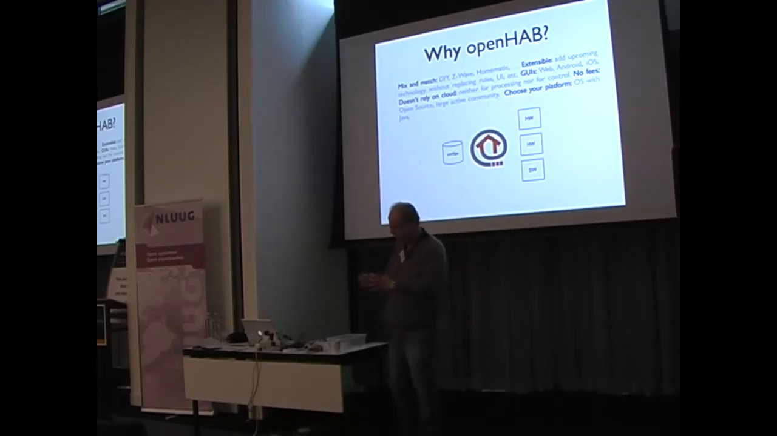OpenHAB is a Java program. Now, if you've known me for a while, you know that every time I hear Java, I get a shiver somehow. But OpenHAB is really something that typically works, and it is very usable on small hardware. So a Raspberry Pi, preferably Model 2, this is a Model 3 here, is more than fast enough to control maybe 200 or 300 devices. If you have any questions in between, please don't hesitate to ask.